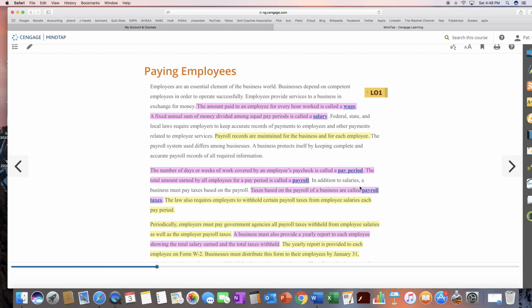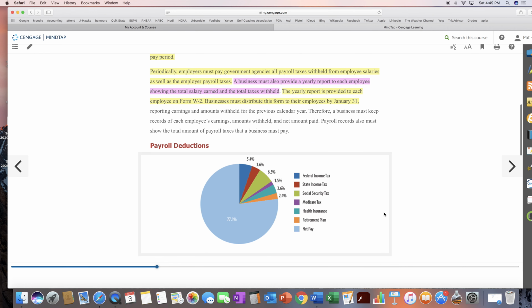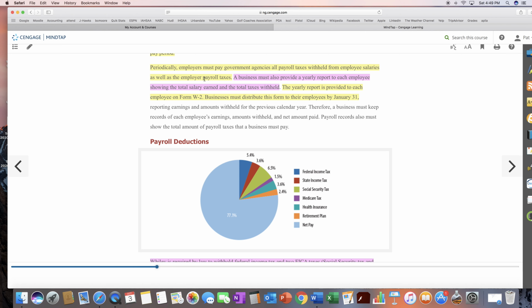If you remember last year, we had a payroll account that was paid out of the general account. We wrote a check so that it would equal, and we'll talk about that later. Taxes based on the payroll of businesses are called payroll taxes. We're going to have to withhold certain taxes from each person throughout the pay period. This isn't something they just think about doing; it's required by law. Periodically, employers will pay government agencies these taxes. We'll learn more about that as we move along.